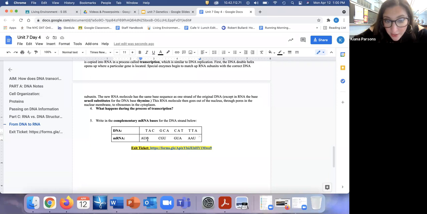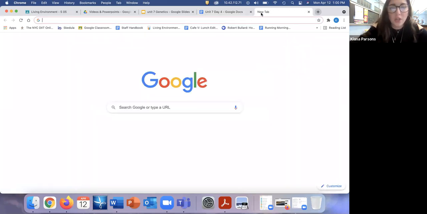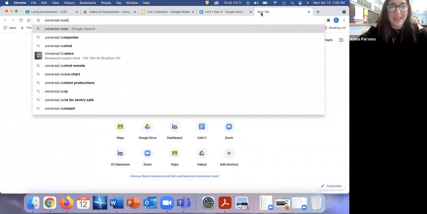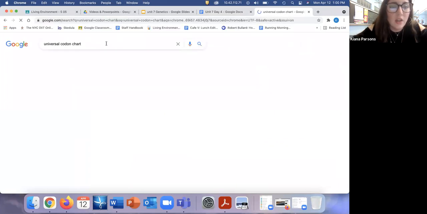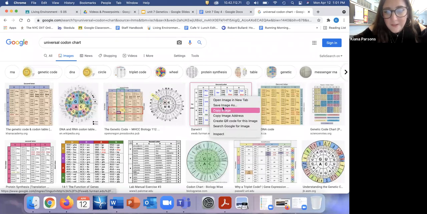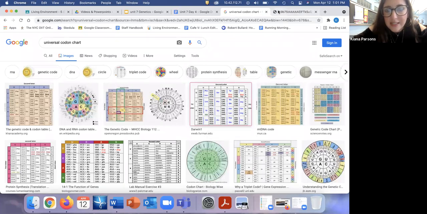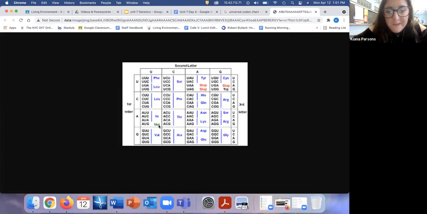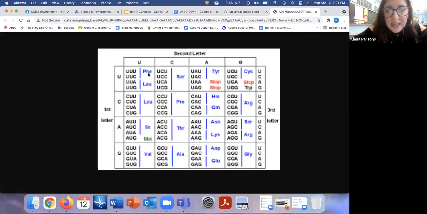And these 3-string chunks of nucleotide bases are called codons. And we will take a look at the universal codon chart in a lab in the future. This is an example of the universal codon chart. And you can see there's a whole lot of U's in there, and those little abbreviations, those are the amino acids that these codons code for.